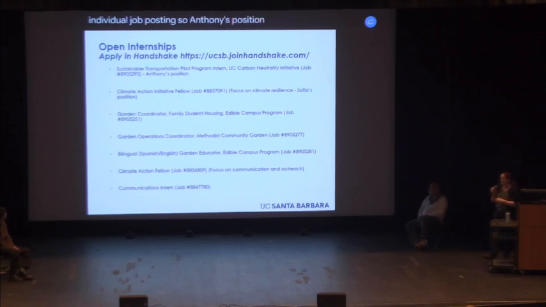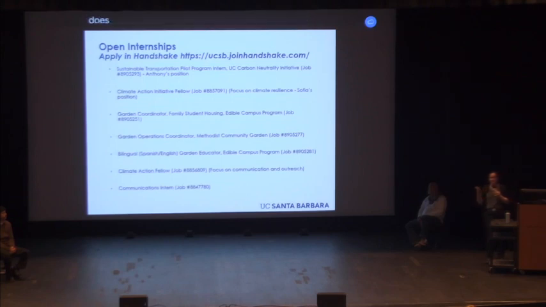So Anthony's position, Anthony is actually graduating, so his position is up for grabs right now. It's our Sustainable Transportation Pilot Program internship with the Carbon Neutrality Initiative. We have a Climate Action Initiative fellow that's focused on climate resilience, so that's a lot of the resilience work and the CERT trainings that Jewel was talking about. We have garden coordinators for our family student housing and also a garden coordinator at our partnership garden with the University United Methodist Garden. That is a non-denominational position but does partner with the church. The church is an open and inclusive church that welcomes the LGBT community.